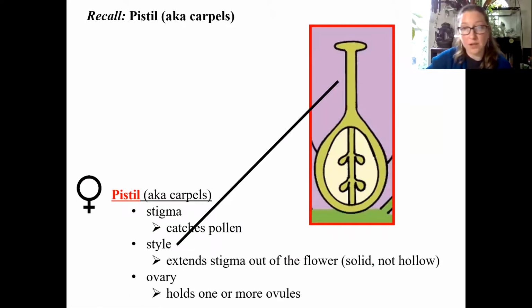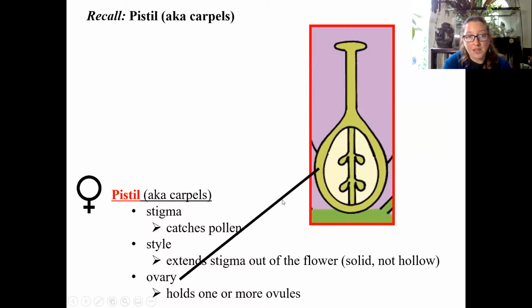Next, you have the style, which is this thing that extends the stigma out of the flower. And it's solid. The style is solid, not hollow. It's not a tube. And then lastly, you have an ovary. And inside of that ovary are 1 or more ovules, depending on what plant you're talking about. There's your ovule, right? You can see a total of 4 ovules in this drawing.